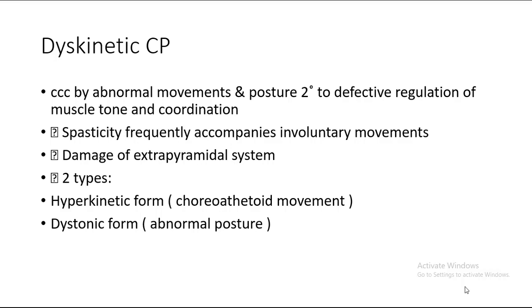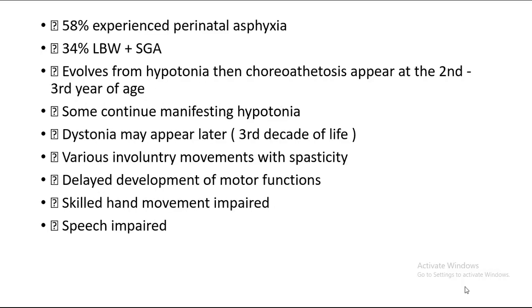And then the dyskinetic type of cerebral palsy. Here there is dyskinesia in the form of dystonia or choreoathetoid features. It is due to involvement of the basal ganglia mainly, or insult of the basal ganglia. There is abnormal movement and posture, and it is due to damage of the extrapyramidal system. It can be caused by perinatal asphyxia in 58% of cases, or by hyperbilirubinemic encephalopathy. Both can cause damage or insult to the basal ganglia or extrapyramidal system.